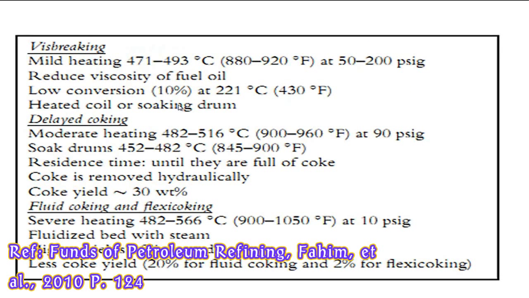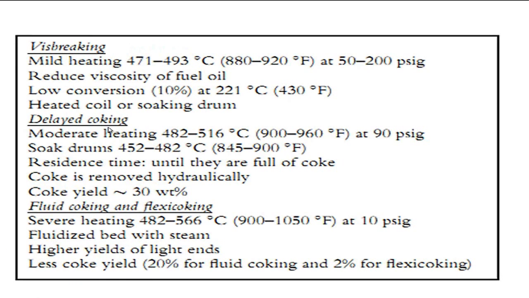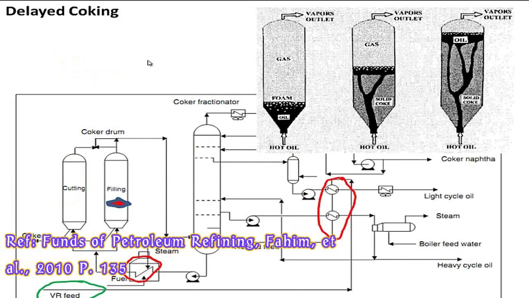Now we come to the second type of coking unit, called delay coking. A system of delay coking requires two drums. For the coking reaction, operating temperature is a bit higher compared to visbreaking unit. Look at the process here.